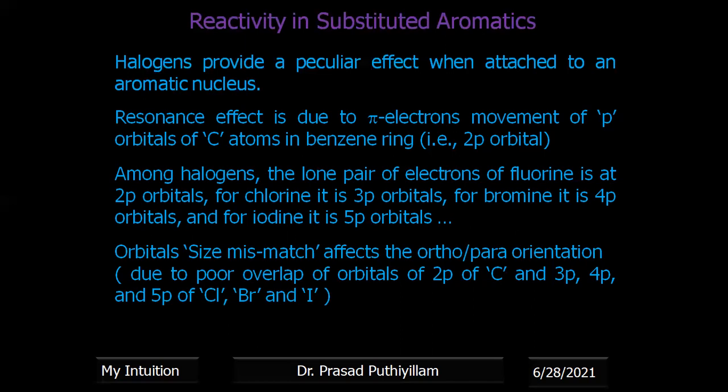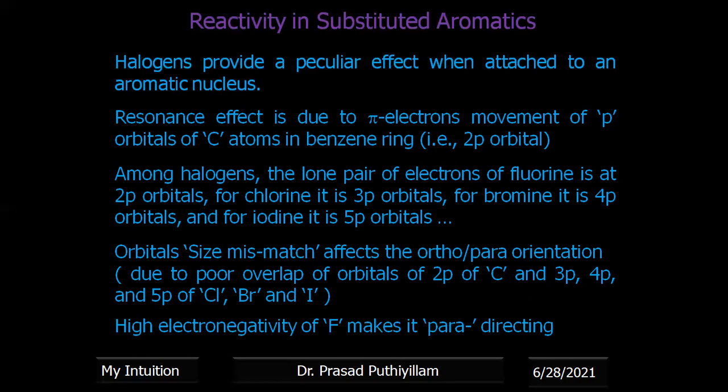With same-sized p orbitals, the more the delocalization, the more the stability, and the faster the reaction. Therefore chlorobenzene reacts faster towards electrophilic substitution compared to bromobenzene and iodobenzene. In the case of fluorine, we already said it has 2p orbitals, which match the 2p orbitals of carbon in the benzene ring with no mismatch, but fluorine is highly electronegative.